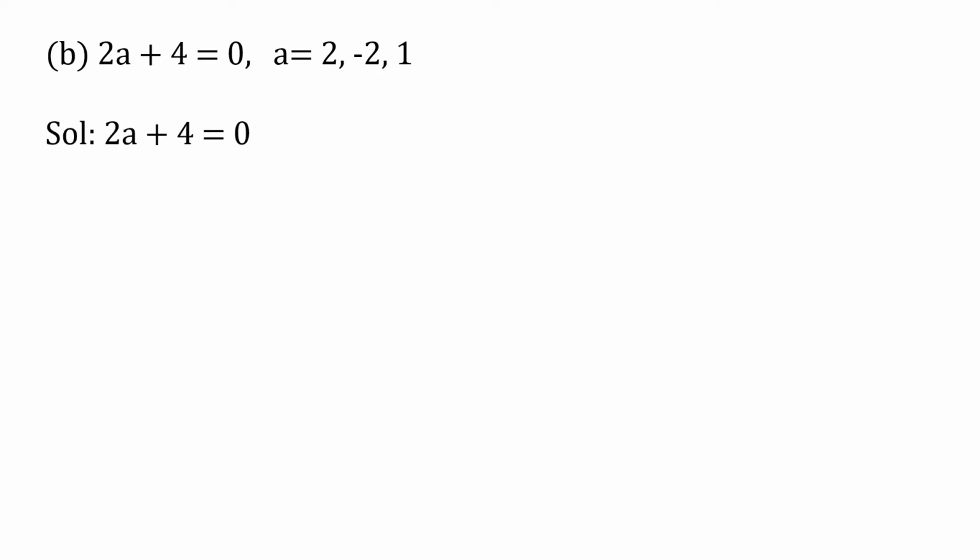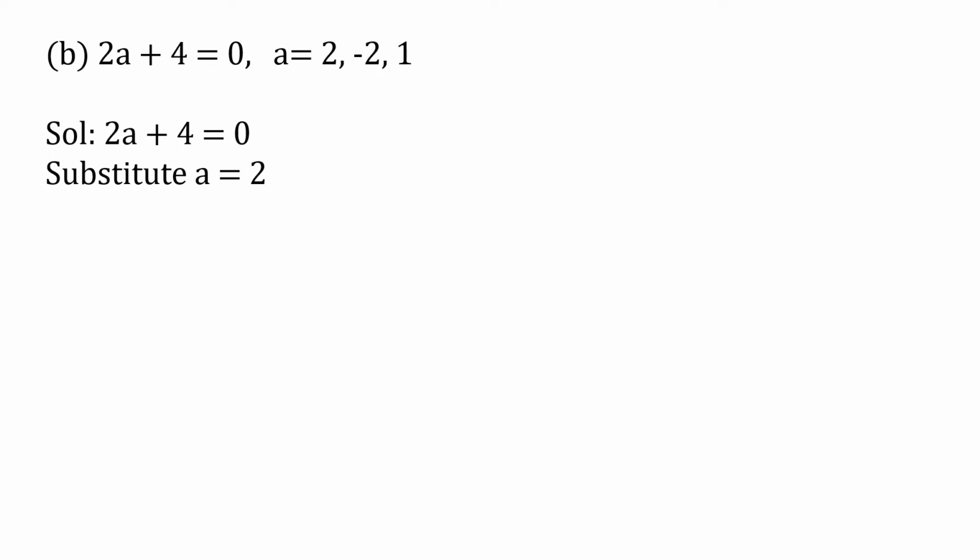Moving to the next question of the worksheet. What is given? 2a plus 4 is equal to 0. Substitute the value of a as 2, -2 and 1 and find out which value satisfy the equation. So students, let's solve. Solution, I've written the equation first, that is 2a plus 4 is equal to 0.